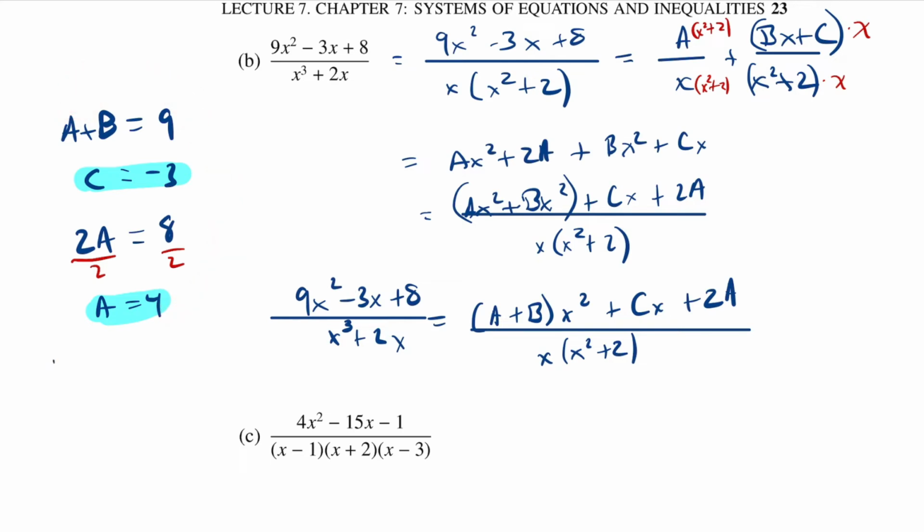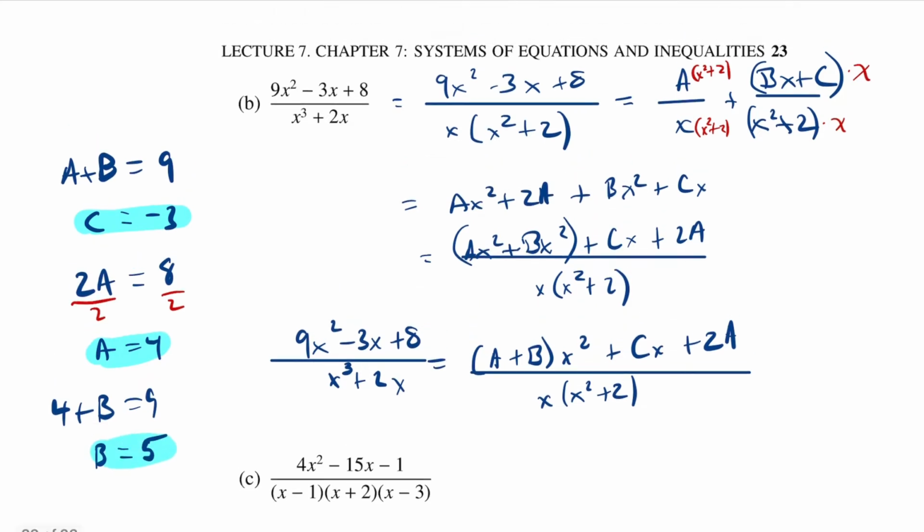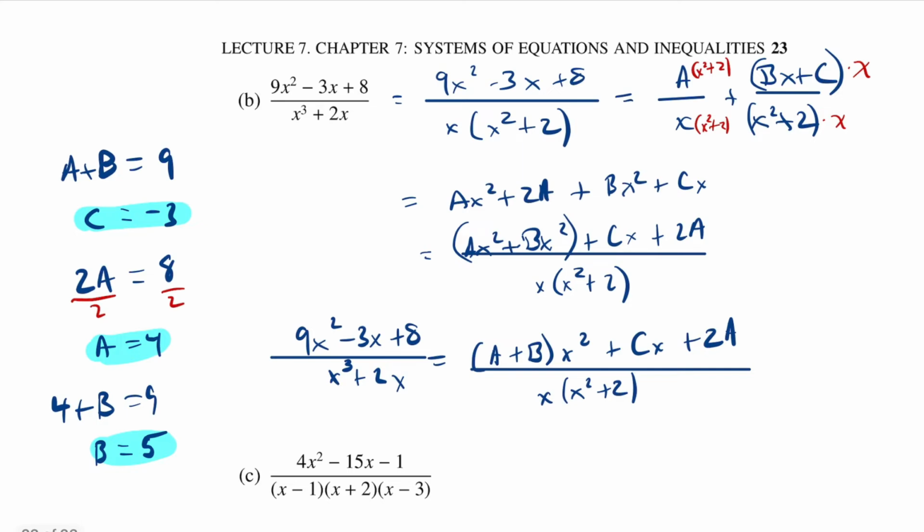Once you have a, b, and c, remember what we do. Let's erase this in red. And let's substitute in for the letters. So a is 4, and b is 5, and c is -3. So I'm just going to say 5x minus 3. That is our final decomposition.